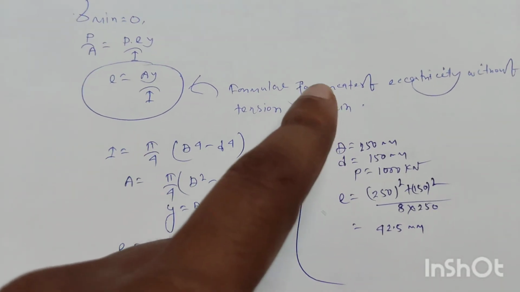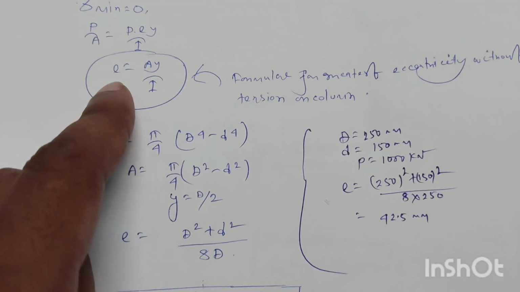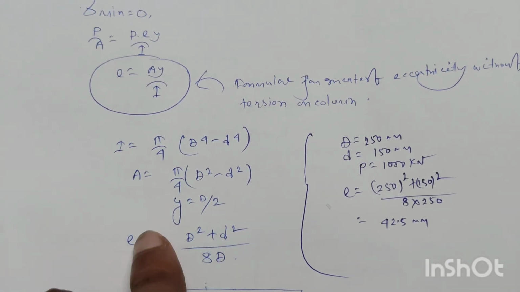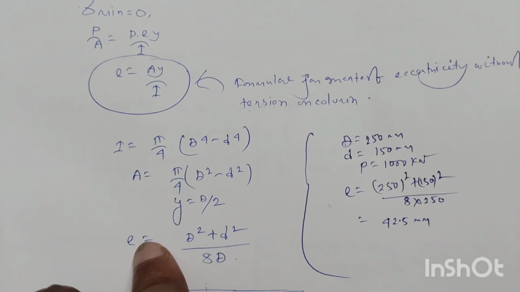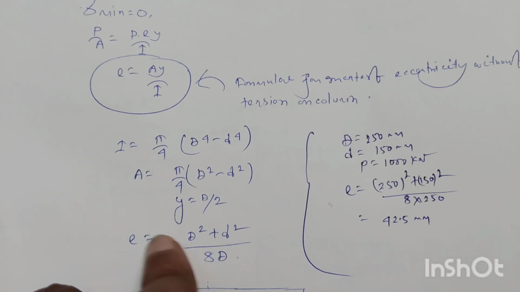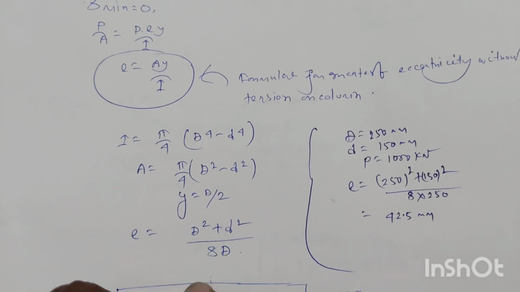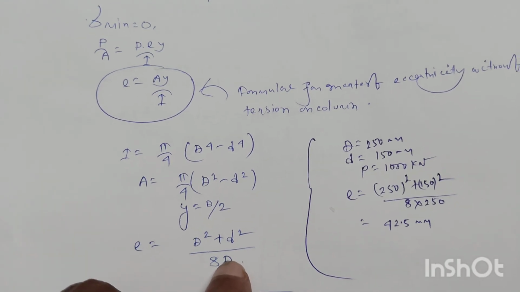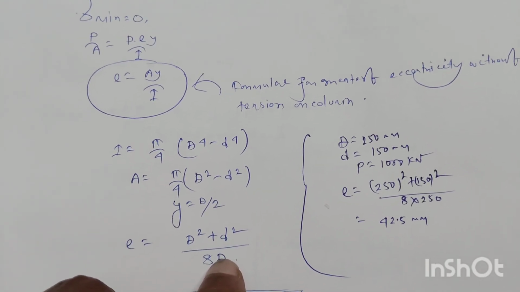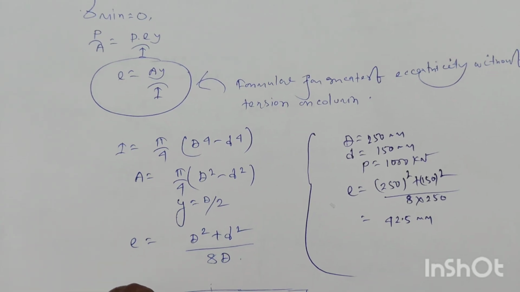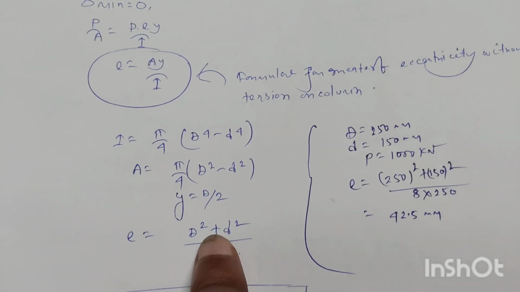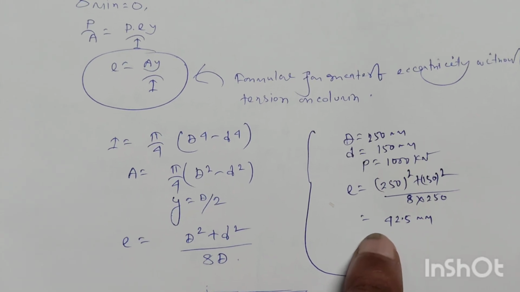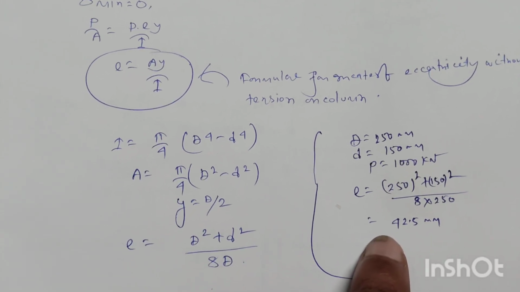The formula for greatest eccentricity without having tension on the column is e equal to capital A y divided by I, and this value e for a circular section column will be equal to e equal to (capital D square plus small d square) divided by 8 capital D. Capital D is the external diameter of the circular column, small d is the internal diameter of the circular column, and e is the load. So if we put all the values in this equation, the value of eccentricity e will be equal to 42.5 mm without producing tension on the column. Then D is the right answer.